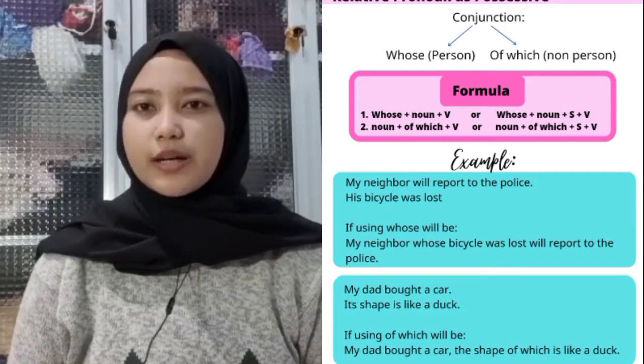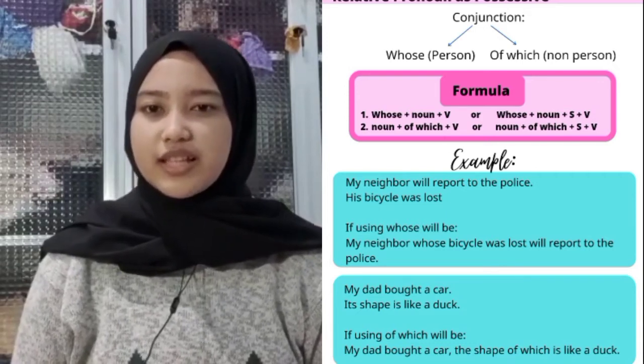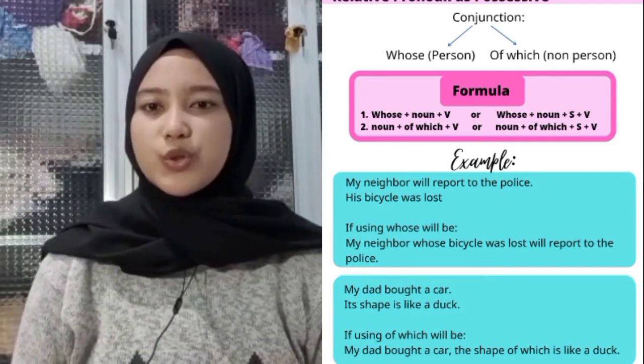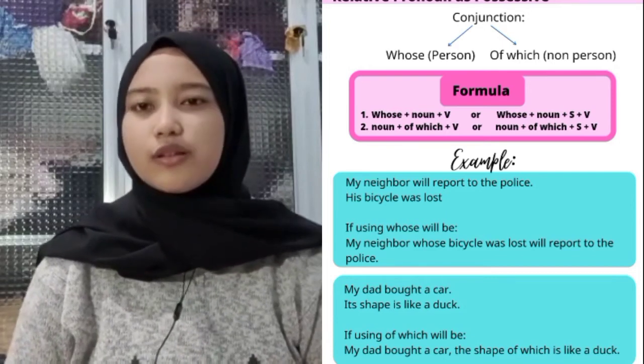We can write my dad bought a car, the shape of which is like a duck, without using commas, but we must use commas after the object in the independent clause.